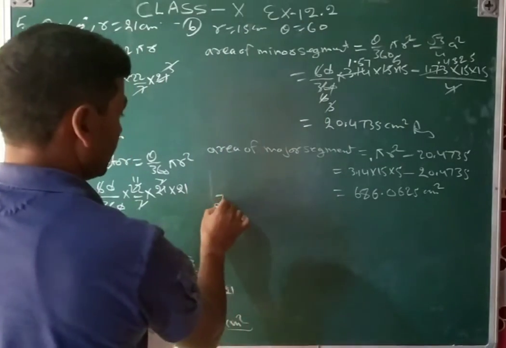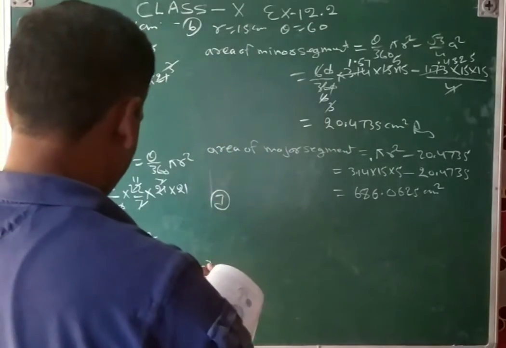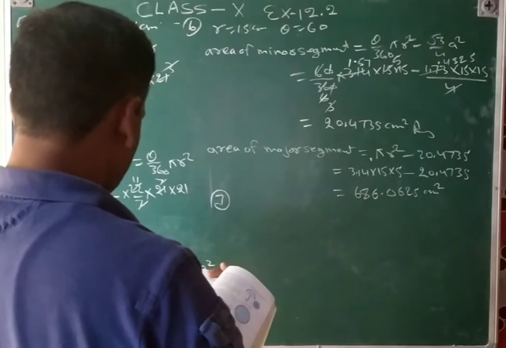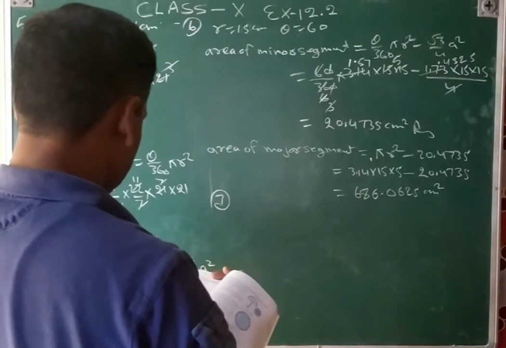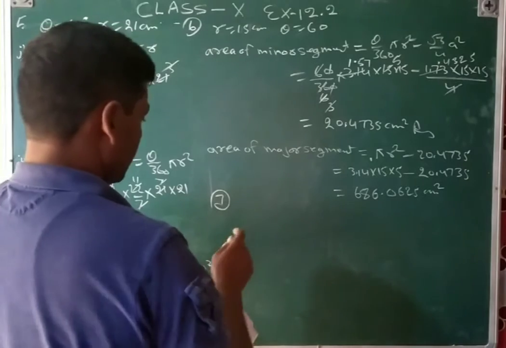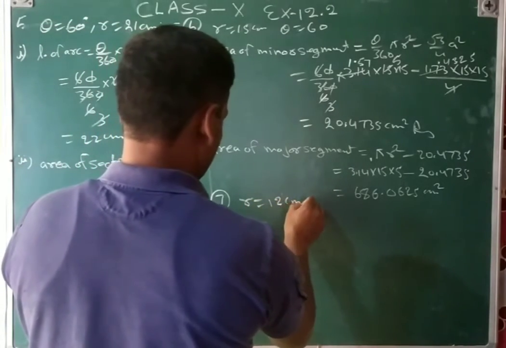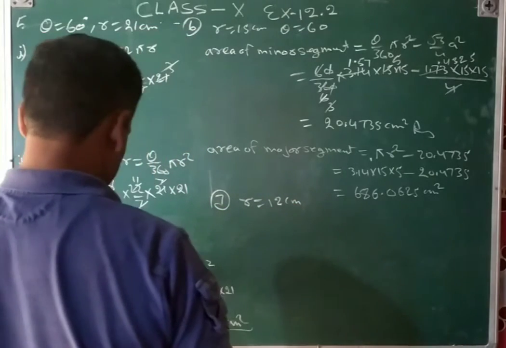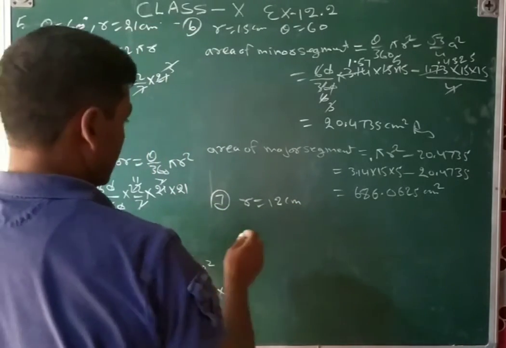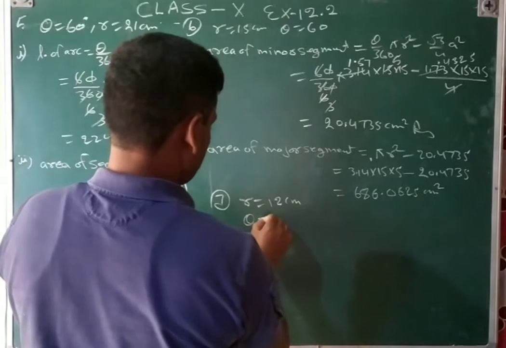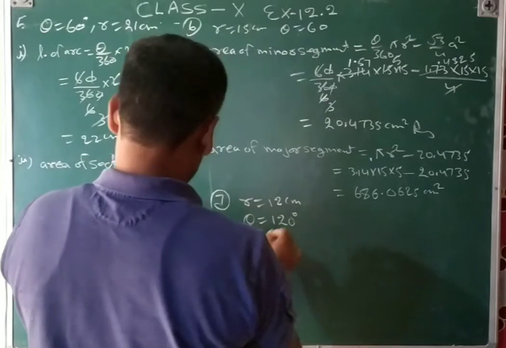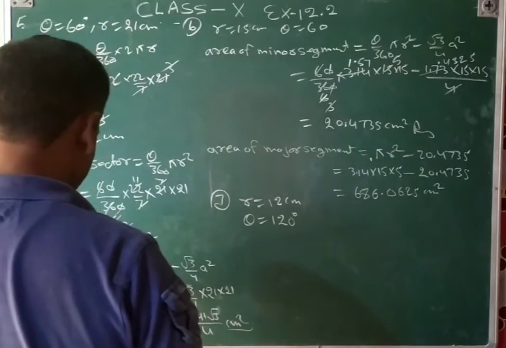Now the seventh question, that will be a chord of a circle of radius 12 centimeter. So r is equal to 12 centimeter, and then theta is equal to 120 degree. So we need to find that area of segment.